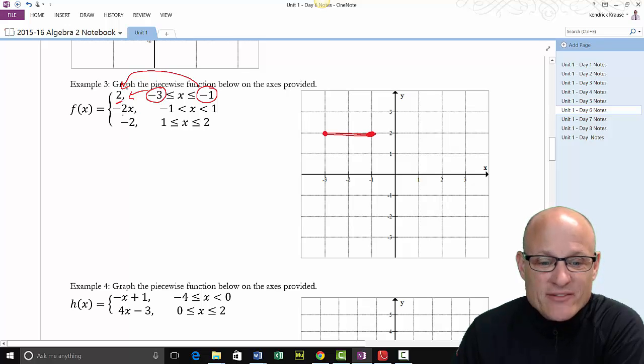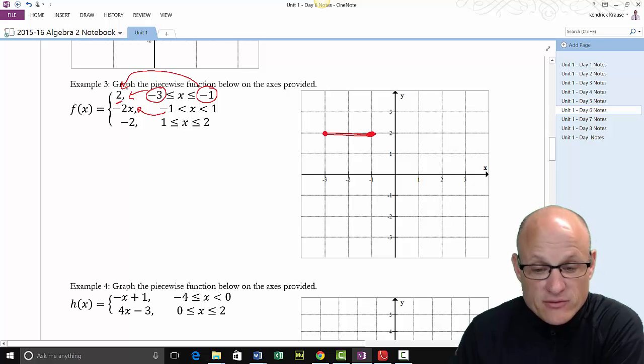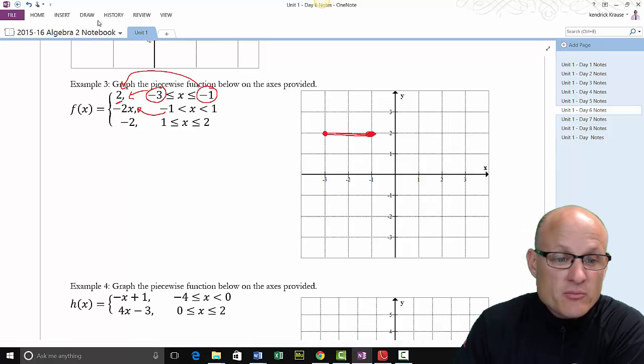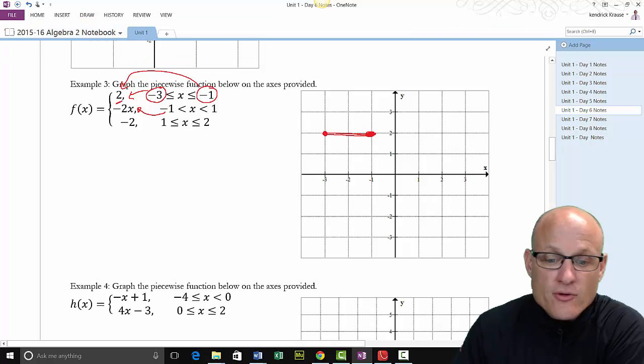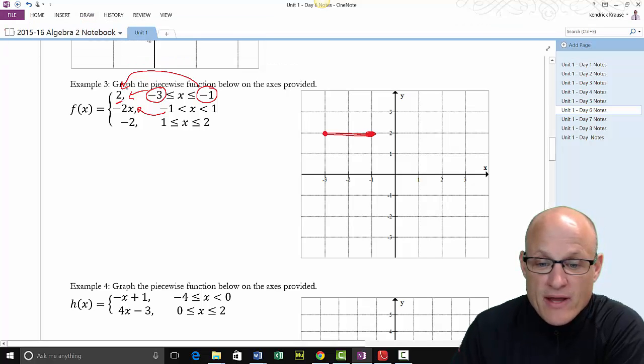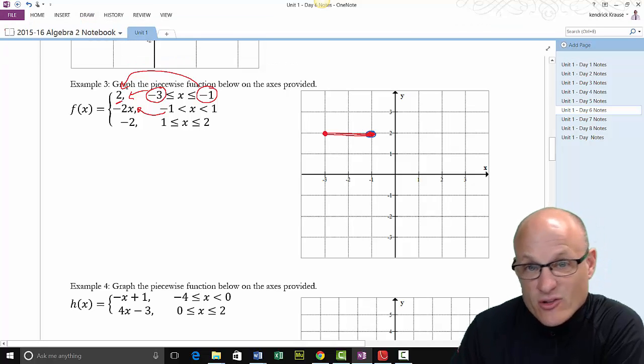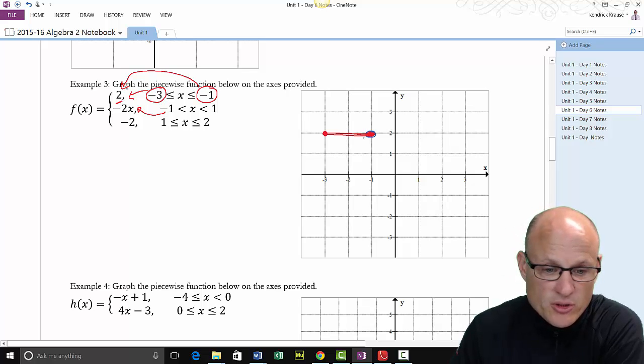Now we're going to do negative 2x. So I'm going to plug in negative 1. What's negative 2 times negative 1? That's positive 2. So negative 1, positive 2. Oh, that's back here. I'll just do this piece in blue. So that piece is there, but that would be an open circle there, but that point's already filled in for this function, so we're good.